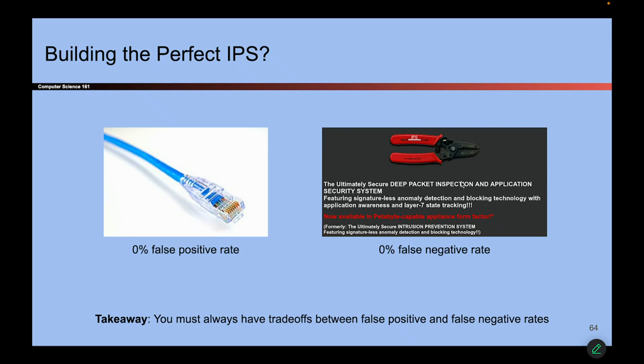And here's a false negative detector that has no false negatives. It's just a scissor. If you cut the wire, well, then now you're never going to have any attacks because you just cut the wire, so nobody can access your system. So this goes back to our point earlier, where false positive and false negative rates have some trade-offs involved.